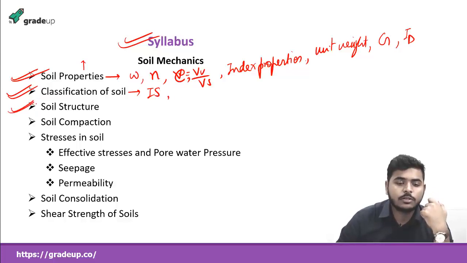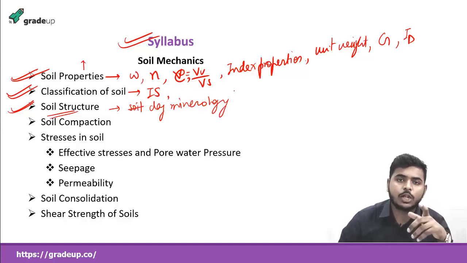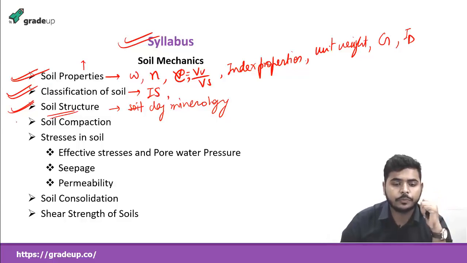Our third topic will be a small chapter, that is soil structure. Here we will be studying about the basic soil structure and soil clay mineralogy, actually about different types of minerals which are present in soil. Clay mineralogy, okay. We will be studying about kaolinite, illite, montmorillonite, the black cotton soil, okay, and why it has the expansive character, and these are very important, the theoretical part, okay.